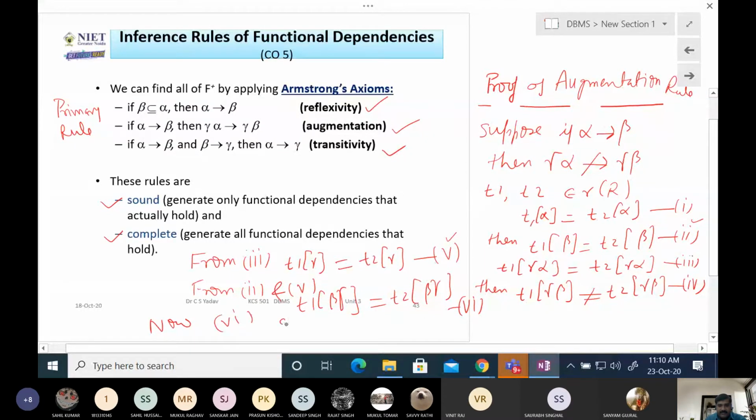Now equation 6 contradicts equation 4. This equation contradicts with this equation. So what we assumed was wrong. It indicates that if alpha determines beta, this implies that gamma alpha determines gamma beta.